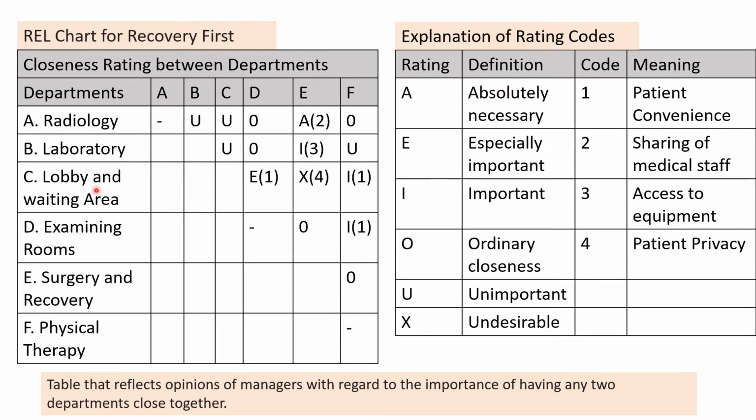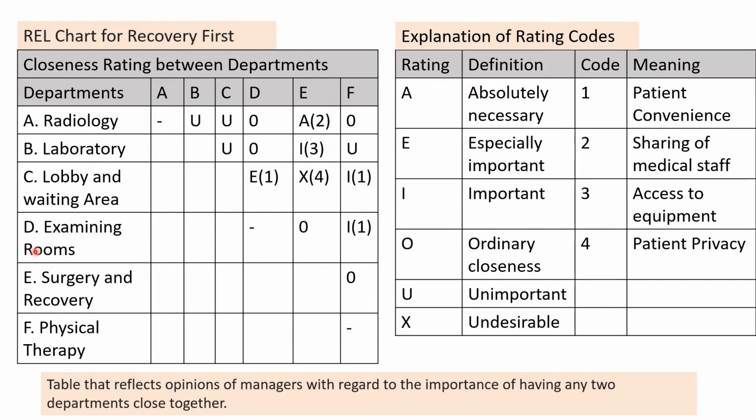And the other is lobby and waiting area with E. E means surgery and recovery, so X undesirable, not important. 4 is patient privacy. The patient privacy should be kept. So we have to locate these two departments far away. Lobby and waiting area with that of surgery and recovery. And the other is lobby and waiting area with F, that means physical therapy. So I, important because patient convenience.